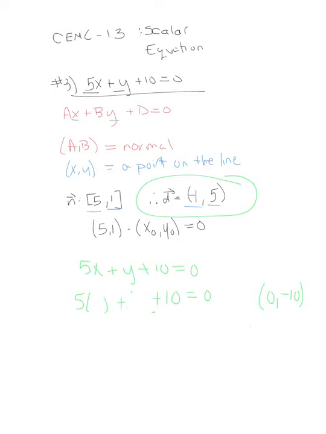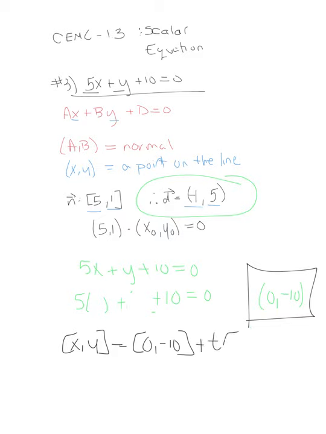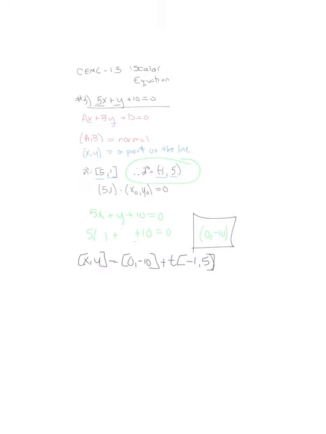So, final answer here. I know that a direction vector is negative 1, 5. I know that a point on the line is 0, negative 10, so I can start writing this out. I have x, y is equal to my point, 0, negative 10, plus t times my direction vector, negative 1, 5. Now from here, I can start writing my parametric equations. So x is equal to 0 minus 1t, and y is equal to negative 10 plus 5t.